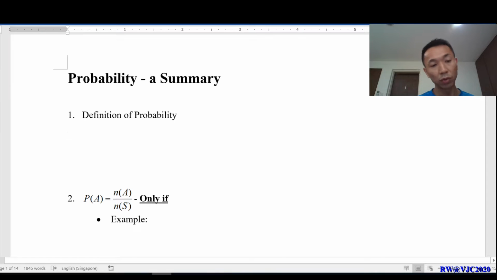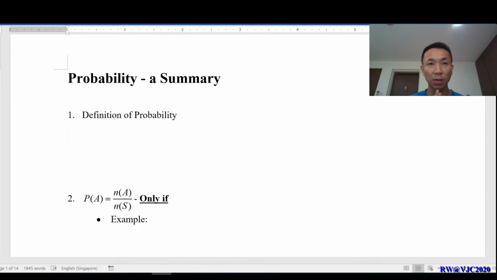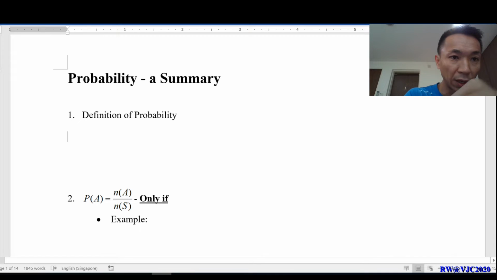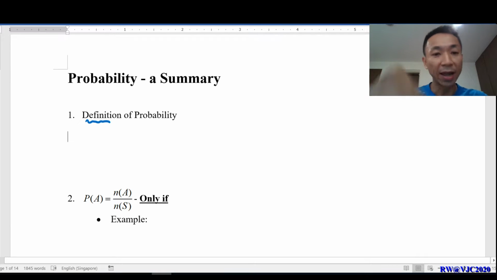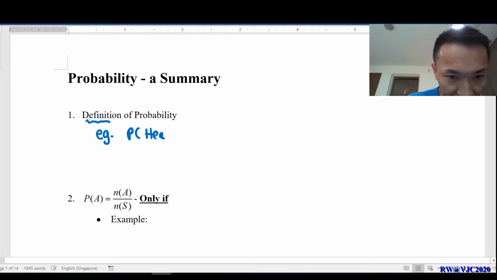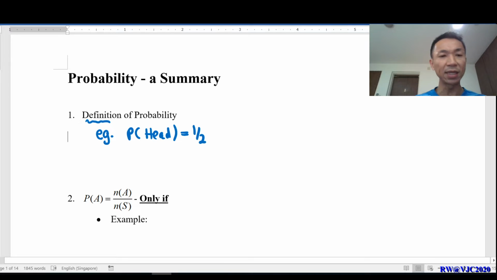I will attempt to summarize what you learned in probability now. Okay, first thing I want to touch on is this definition of probability. What is the definition of a probability? Now, I give you an example, maybe illustrate an example. Probability of getting a head, if you toss a coin, is half. Now, what is this half?